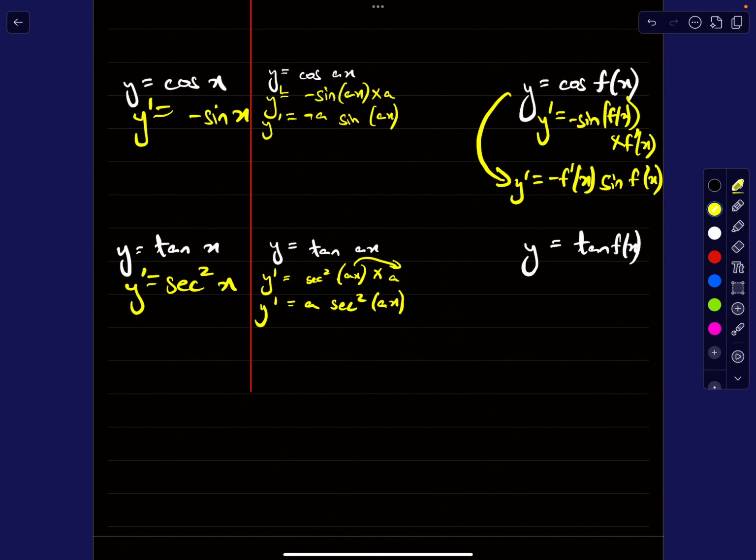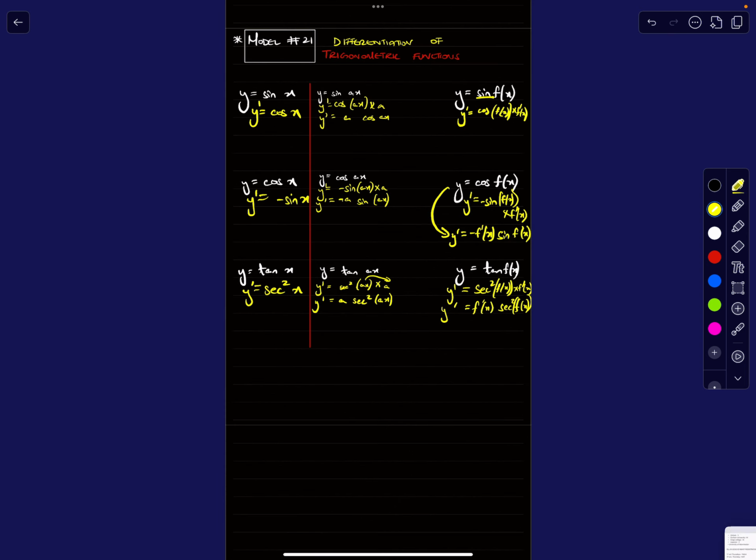Then our last example, y equals tan f of x. The differential of tan is sec square. f of x remains as it is. f prime x. And then y prime is f prime of x sec square f of x. And this is essentially all.